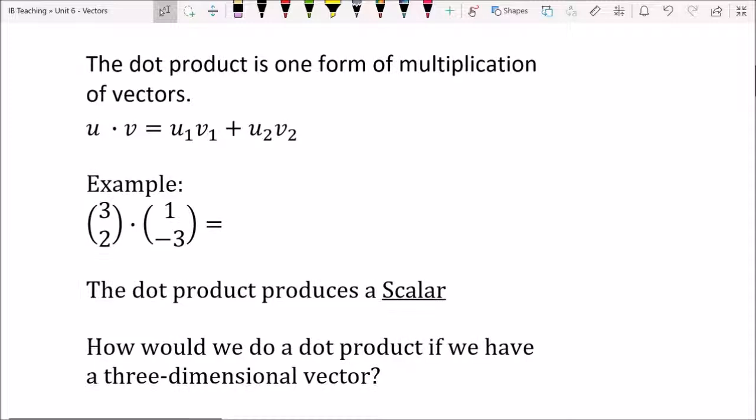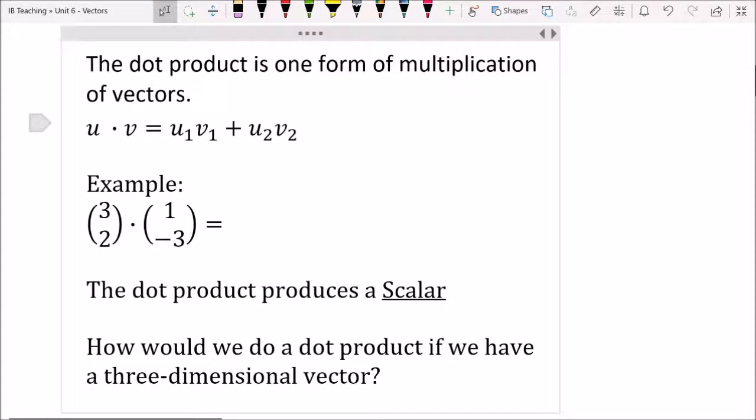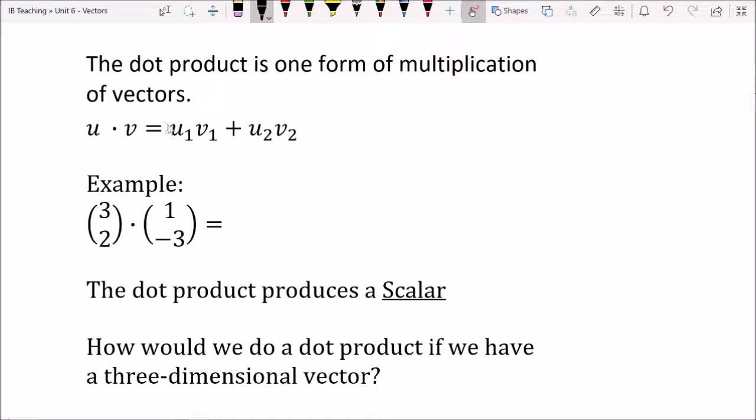Here's the definition. So u dot v, and that's how we say it. Remember, we're not going to say times. This is where we take the x components of the vectors and multiply them together, and this is where we take the y components and multiply them together. And if we had the z components of the vectors, we would also multiply them together here, and then we add all those results.